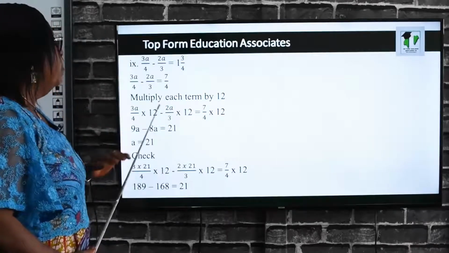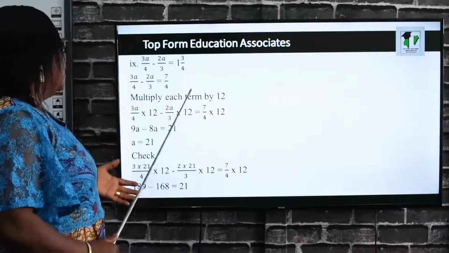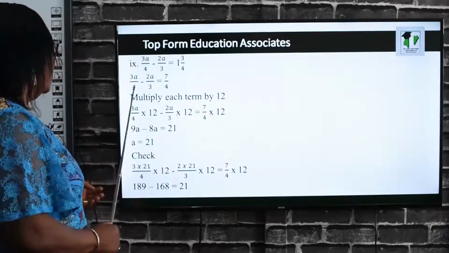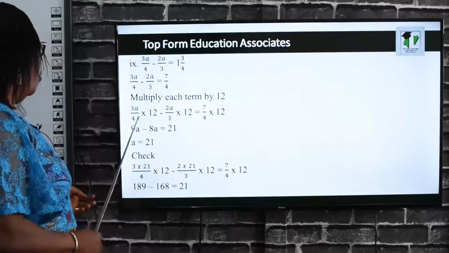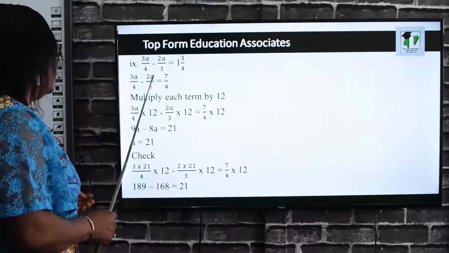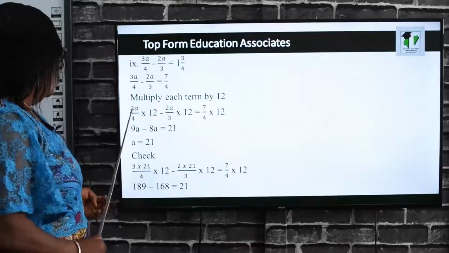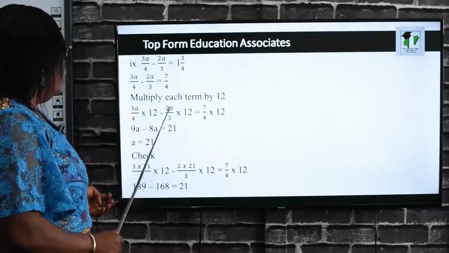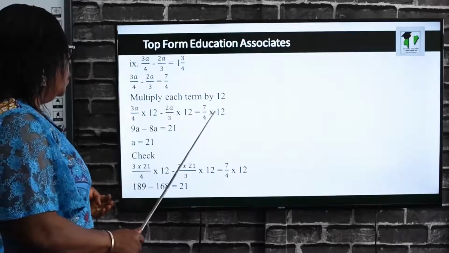And you do that by making them whole numbers by multiplying by the LCM of the denominators. The LCM of the denominators here is 12. So I am multiplying each term by the LCM. So we have 3a over 4 times 12 minus 2a over 3 times 12 is equal to 7 over 4 times 12.